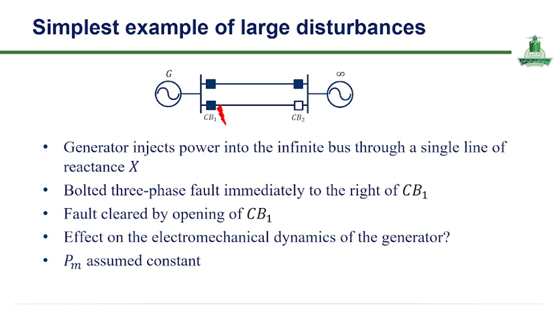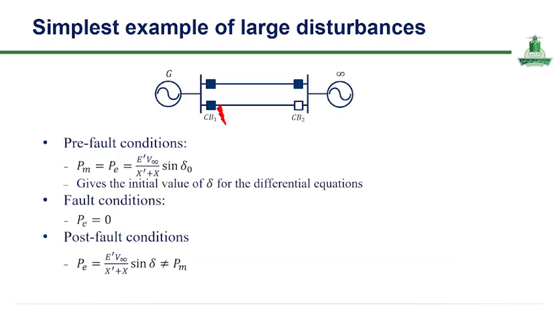During this entire process, the mechanical input power PM is assumed constant, leading to an imbalance between the mechanical and electrical power. This imbalance drives changes in the rotor angle and speed, forming the basis for studying the electromechanical dynamics and transient stability of the generator under large disturbances.